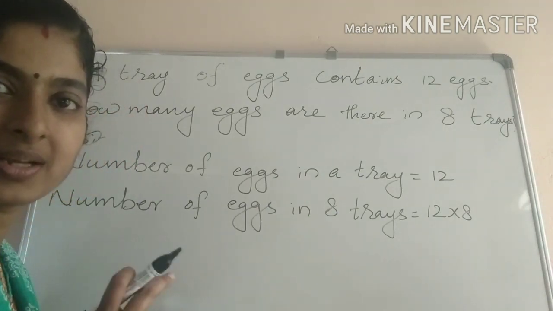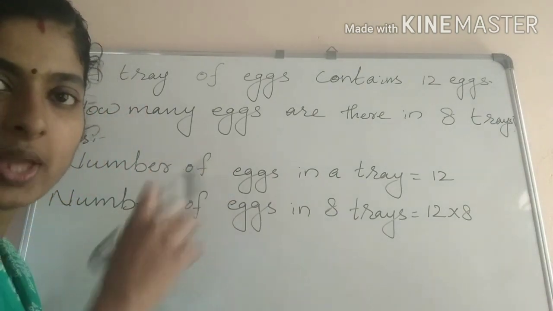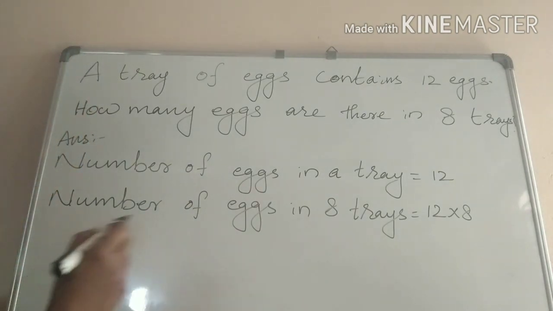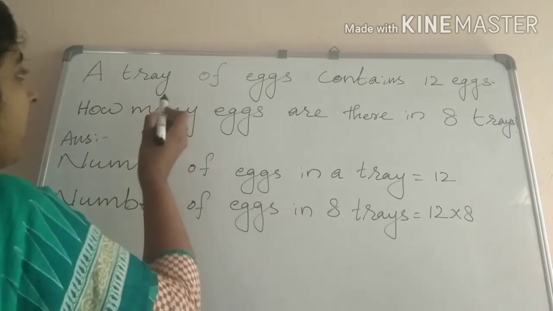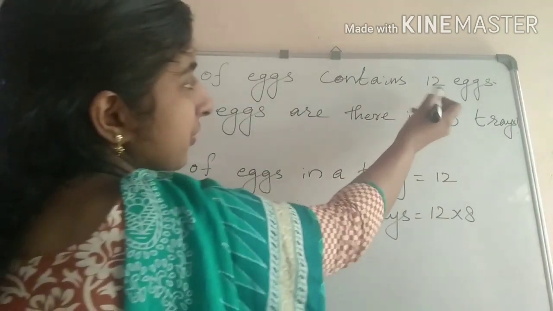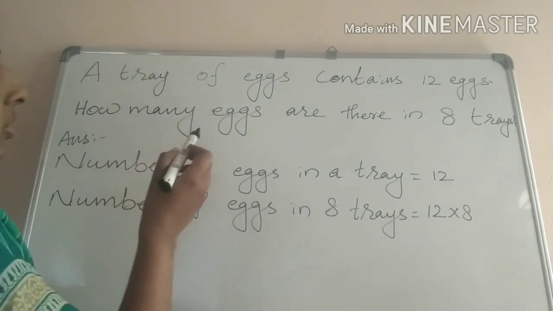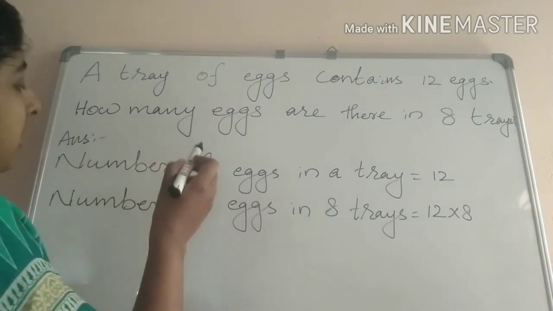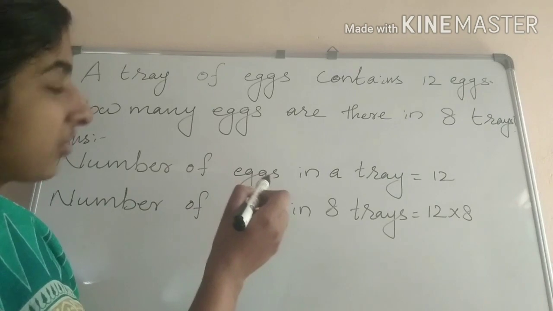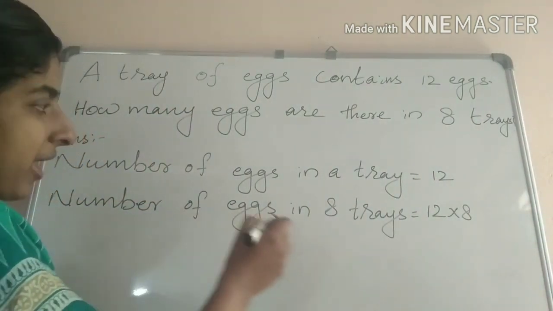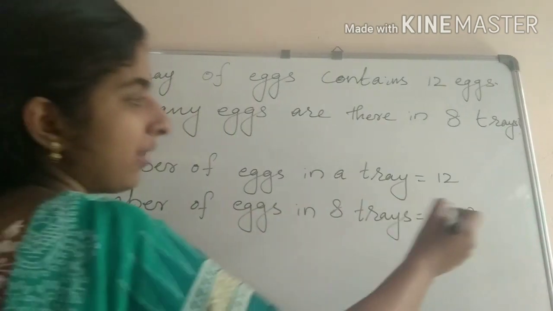How many eggs are there in 8 such trays? Okay, see. How to write the steps? What is given? Number of eggs in a tray, that is given. That is 12. Then next we want to find the number of eggs in 8 trays. Number of eggs in 8 trays is equal to 12 into 8.